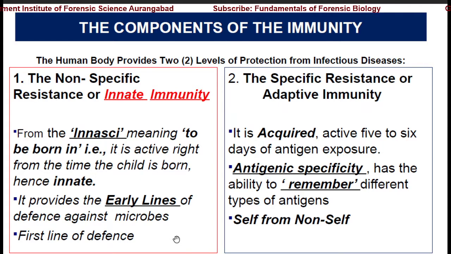While specific or acquired immunity becomes active after 5 to 6 days of antigen exposure. That is, it is not immediately activated, it takes time to respond. Our system acquires it according to the environment and shows its response. Antigenic specificity means the ability to remember, that is a memory, which is different for different types of antigen. The immune system recognizes self from non-self molecules.